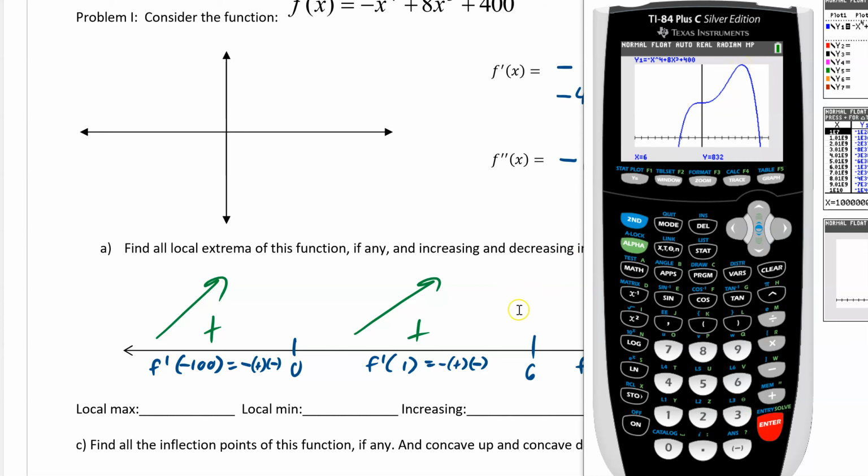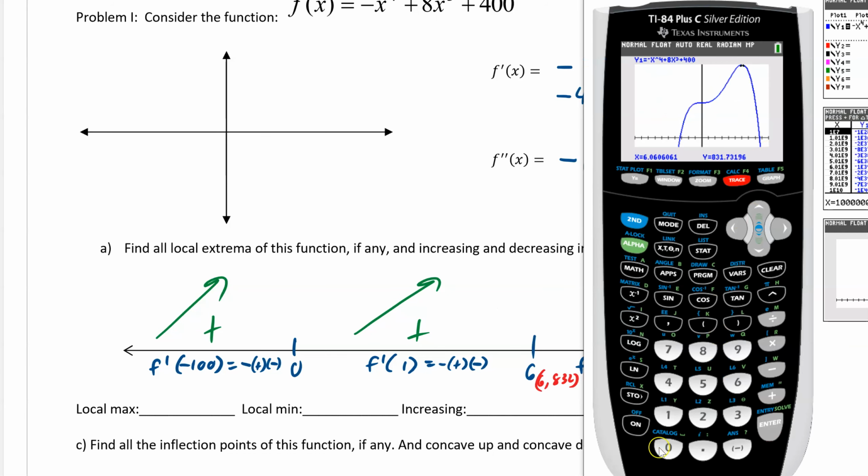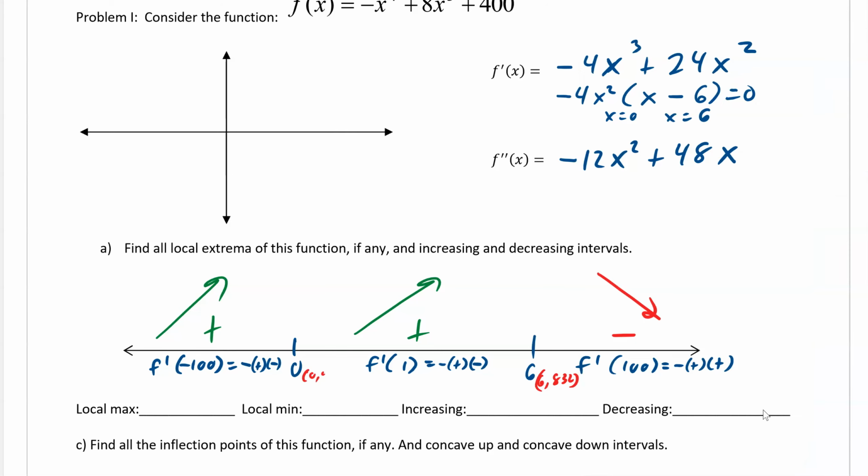That means it's that highest point. And let's write those down. So it's 6, 8, 32. That's this point right here. This is 6, 8, 32. That is our critical point. And then for 0, let's just do it anyways. Trace 0. It's 400, so that is our critical point. So we have a critical number of 0 and 6 and critical points of 0, 400, and 6, 8, 32.